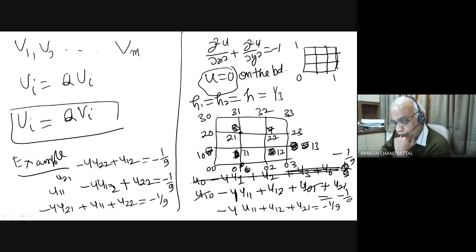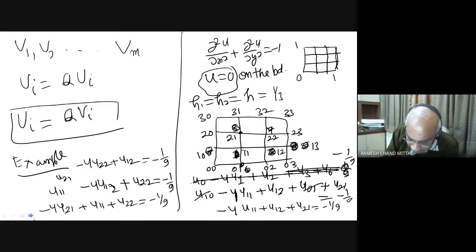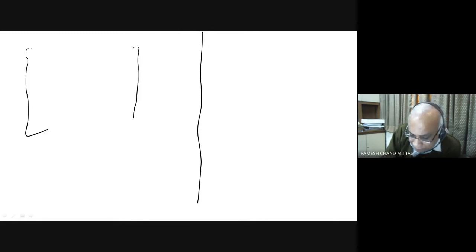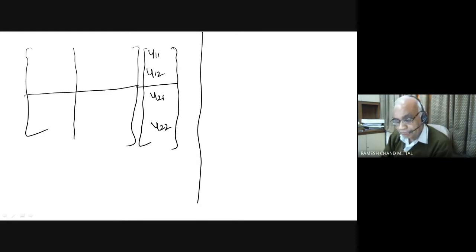Now just see that I have 4 unknowns, u11, u12, u21, u22, and 4 equations I have written. Now let me write my equations in the form of blocks. I have only this 2 by 2 system: my first block will be u11 and u12, my second block will be u21 and u22.